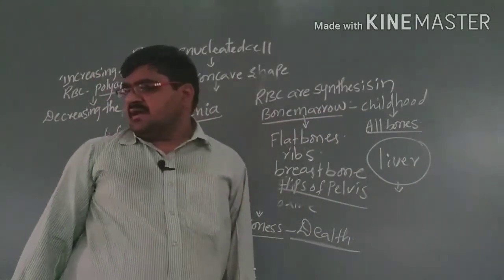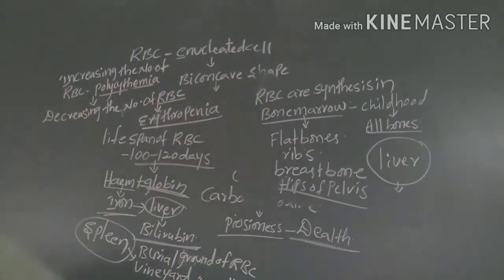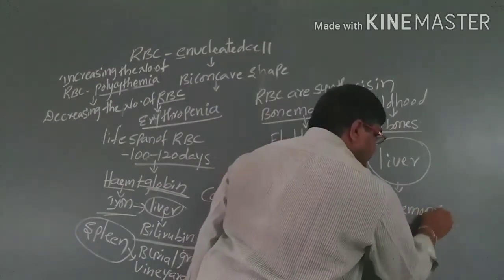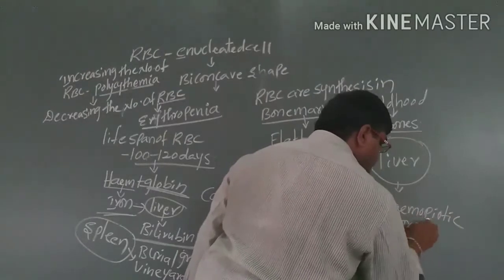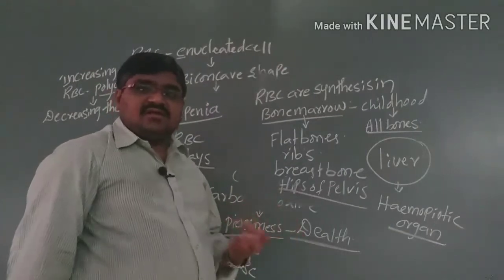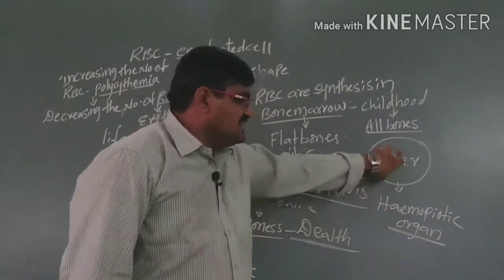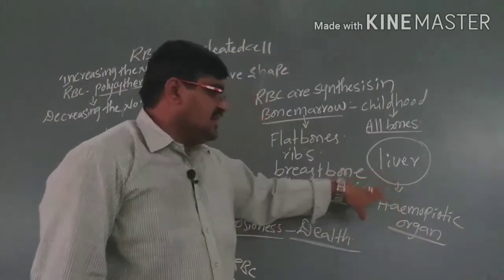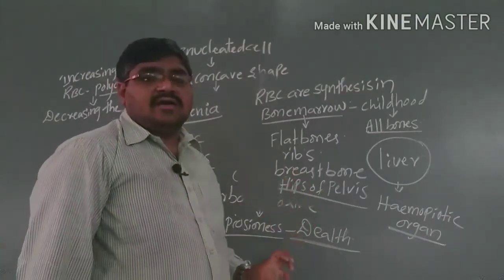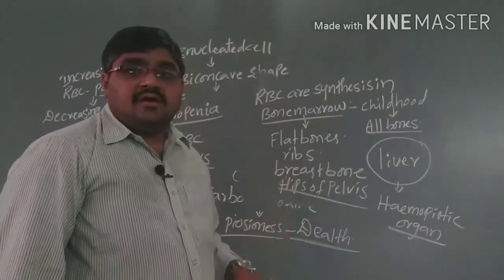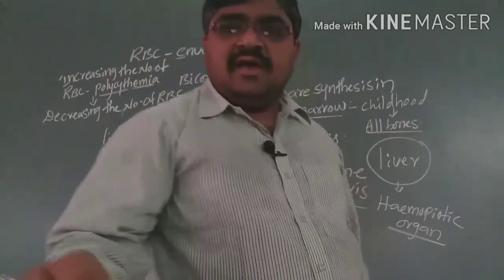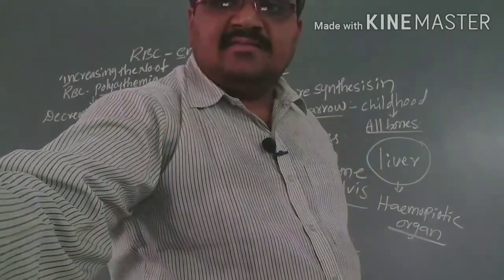We can call the liver a hemopoietic organ. That means in the embryonic stage, bone marrow formation has not yet taken place. So at that time the liver will synthesize the red blood cells, and we call it a hemopoietic organ. So these are the characteristic features of the red blood cells.